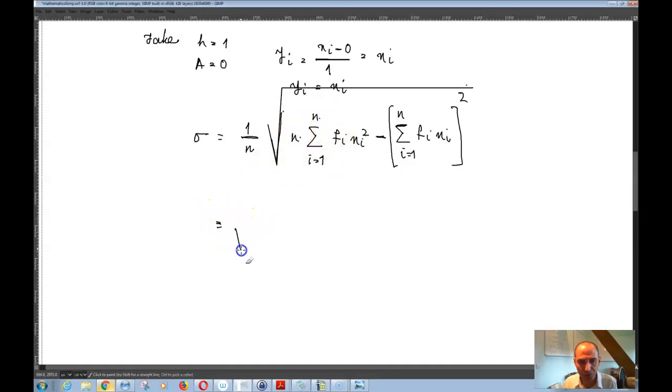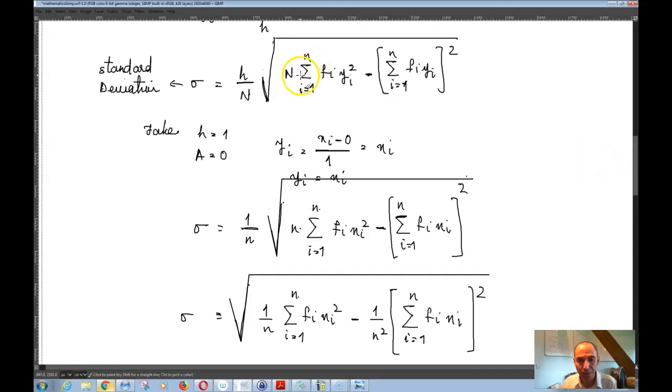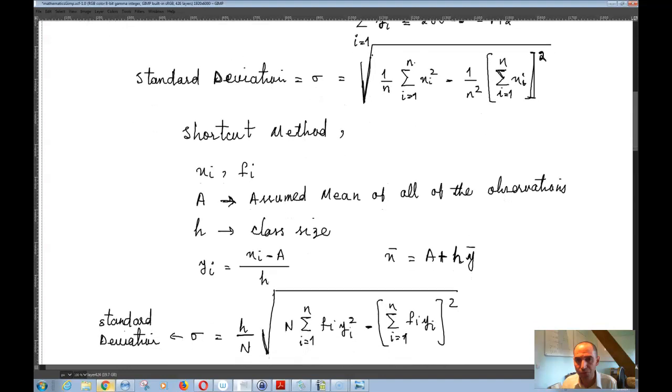So this would be equal to the square root of 1 over n times sigma of f of I x of I squared as I goes from 1 to n, minus, I'm sorry, there is a 1 over n squared here, and then times this whole thing, which is the sigma of f of I x of I as I goes from 1 to n, whole squared, and take the square root of the whole thing, and that is standard deviation, which is nothing but the formula that I have here, 1 over n sigma of x of I squared.